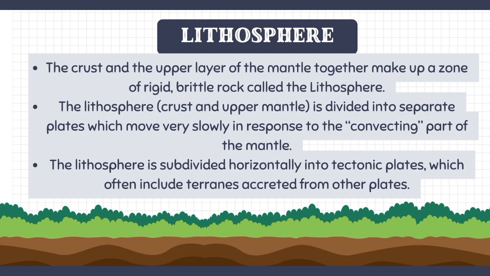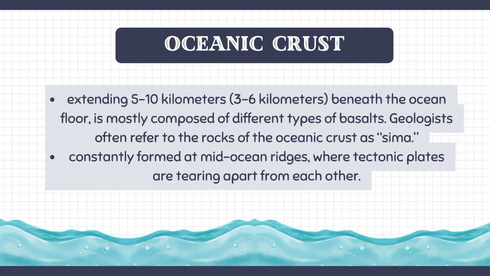Going back to the Earth's crust, it is divided into two types. So these two types are the oceanic crust and the continental crust. So let's start with oceanic crust. Oceanic crust extends 5 to 10 kilometers beneath the ocean floor and is mostly composed of different types of basalt, and geologists often refer to the rocks of the oceanic crust as sima. So take note that sima stands for silicate and magnesium, the most abundant minerals in oceanic crust.